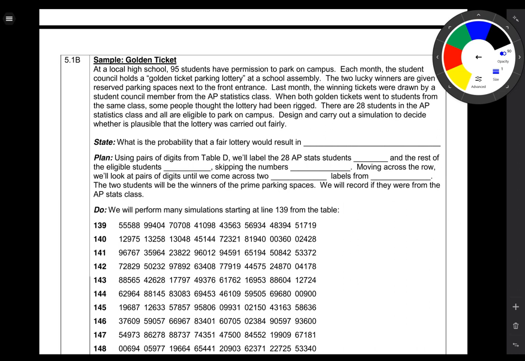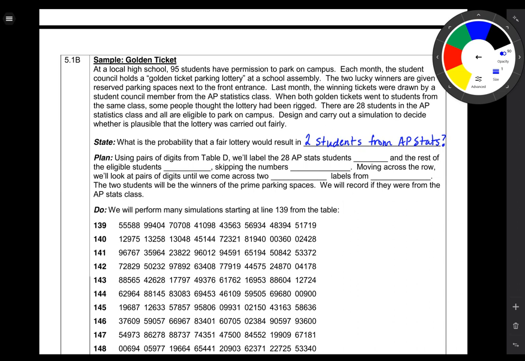For the sake of time, I've set it up as the state, plan, do, conclude, where you don't have to write as much, you're just filling in the blank. On a free response problem, you would just get the intro paragraph and you'd do all the state, plan, do, conclude on your own. So, let's look at the question of interest. What is the probability that a fair lottery would result in 2 students from the AP class? Because that's what we're trying to answer. So that's your question of interest.